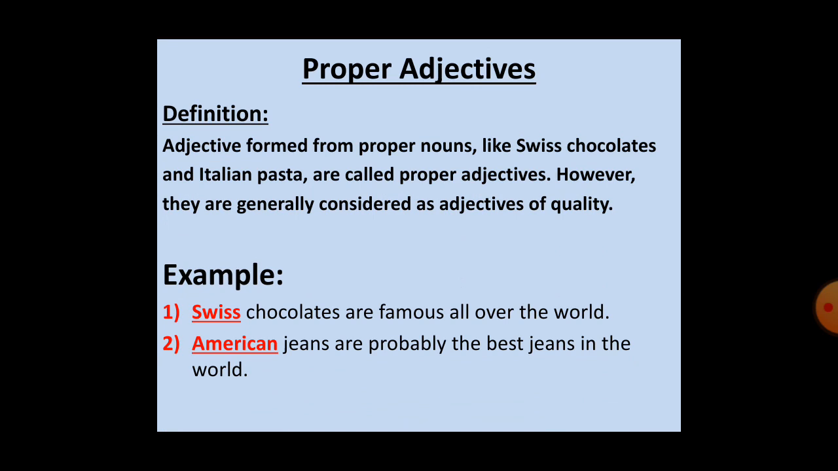Here comes, American jeans are probably the best jeans in the world. So jeans is what? Noun. So before the noun we see American, and American is what? A proper adjective, which shows the origin of those jeans. Okay students, here comes, hydrogen gas is the lightest gas and element. So hydrogen is what? Proper adjective.